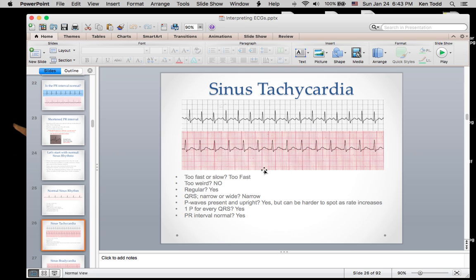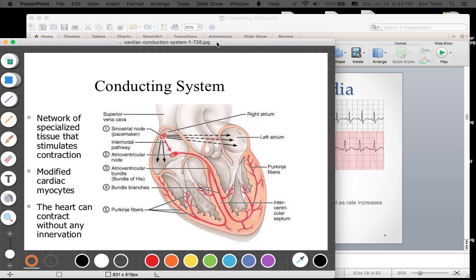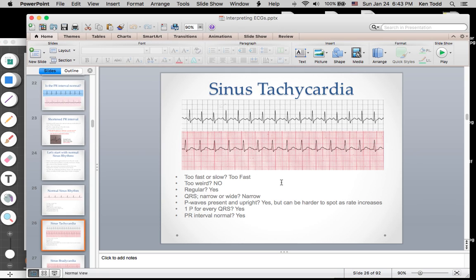That still means that it's originating from the SA node, coming down normally through the atria, still has a delay through the AV node, and gets conducted normally through the ventricles. So everything looks the same, it's just faster.